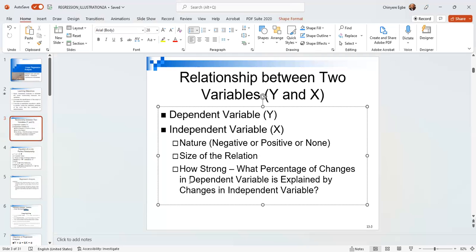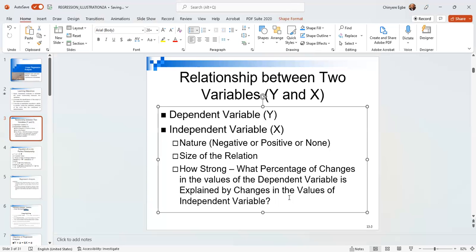Let me make that very clear. Values of the dependent variable can be explained by changes in the values of the independent variable. Okay, so that is what we are going to learn about today.